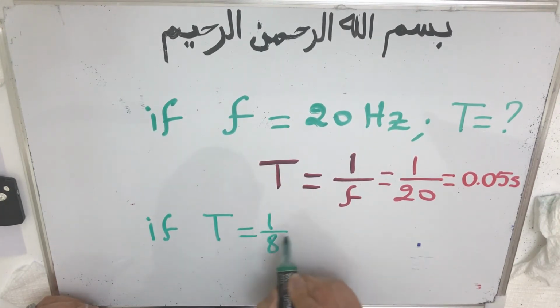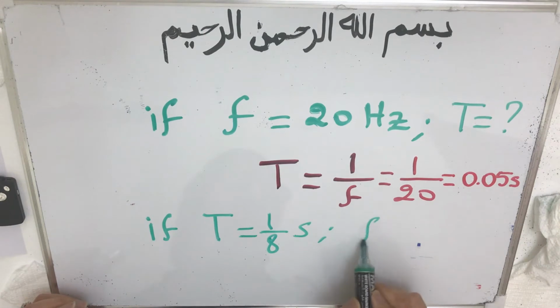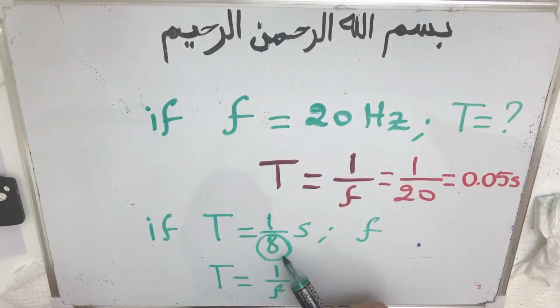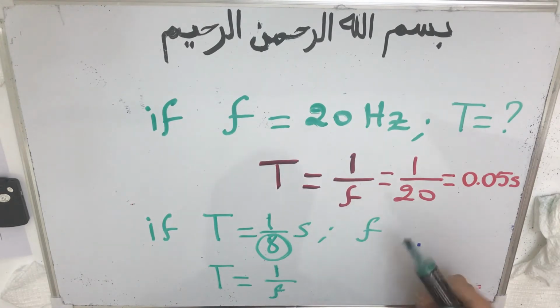Let's say if T equals 1/8 of a second, calculate the F. I don't need to calculate it, it's right here. This is the F, 1 over F. The formula tells me that T equals 1 over F. 1 is 1, and so therefore by identification, 8 equals F, or F equals 8.